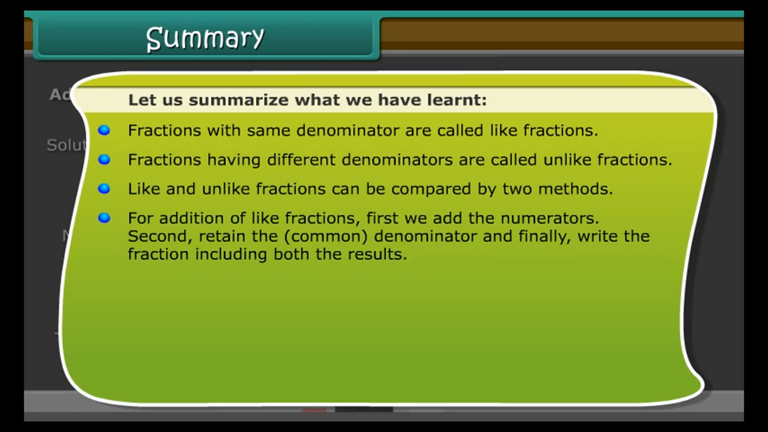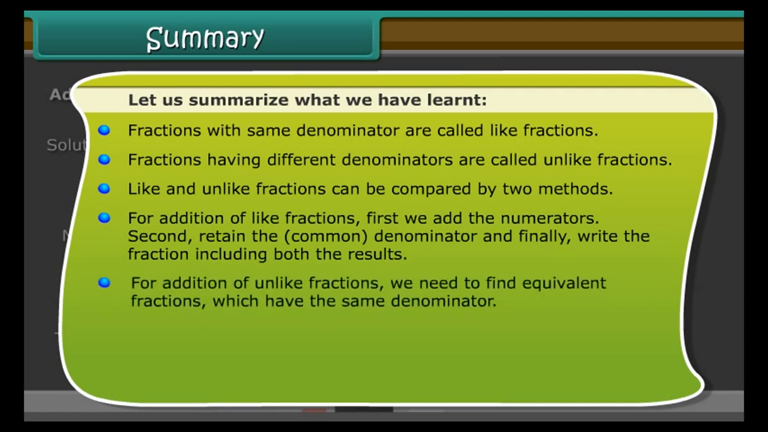For addition of like fractions, first we add the numerators, secondly, we retain the common denominator, and finally, write the fraction including both the results. For addition of unlike fractions, we need to find equivalent fractions which have the same denominator.